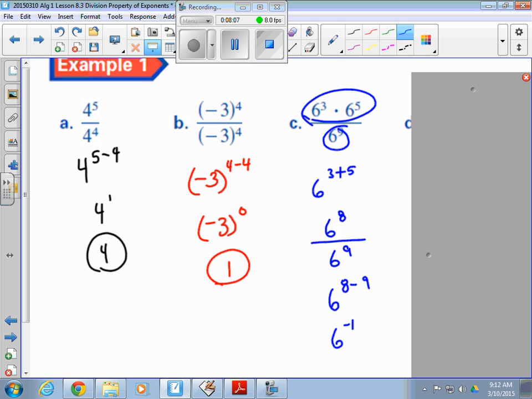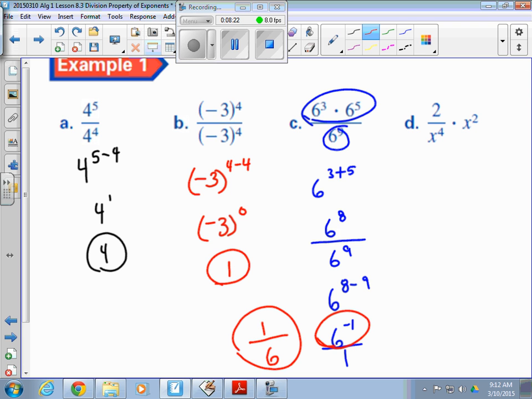We can't leave it like that. Remember, anytime something has a negative exponent, have it ride the elevator. So it goes down and becomes 1 over 6 to the positive 1, which is simply 1 over 6. And do this last one.